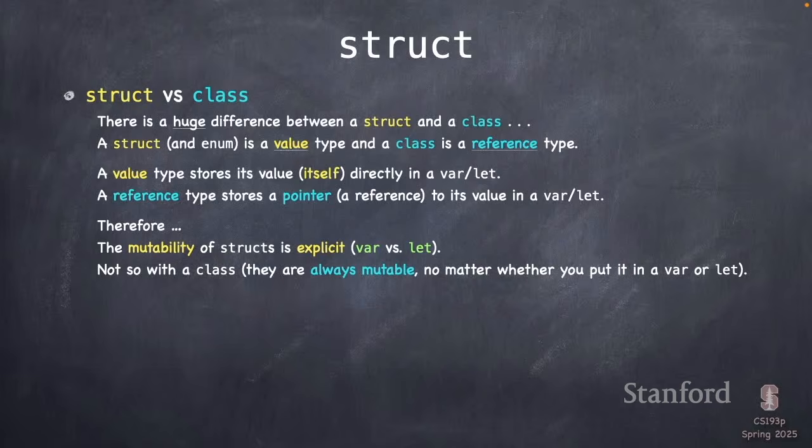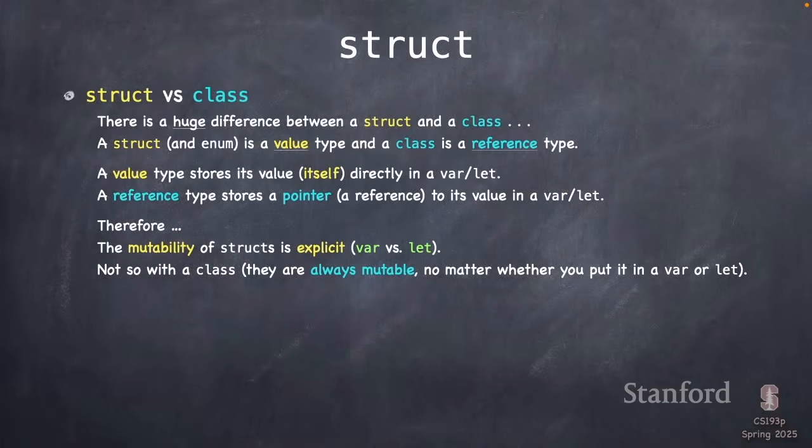Unfortunately, with a class, whether you put that class in a let or a var, it's fully mutable, okay? Because you're mutating it off in the heap somewhere. Now, if I have a var pointer, it means I can change the pointer, and a let pointer, I can't change the pointer, but it has nothing to do with what it points to. I can change what it points to all I want.